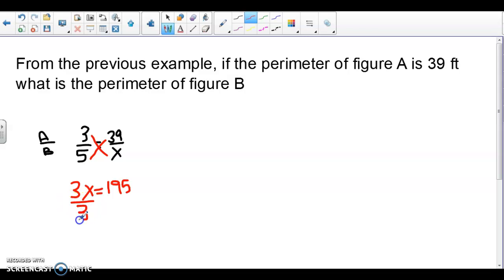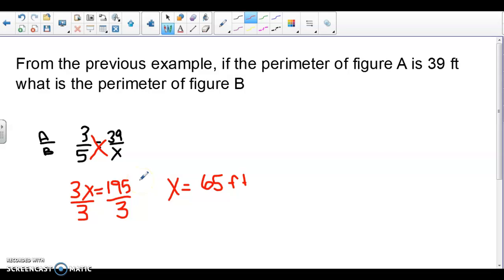So divide both sides by 3. And then we get x equals 65. 65 feet is the perimeter of figure B. So that's what this is used for.